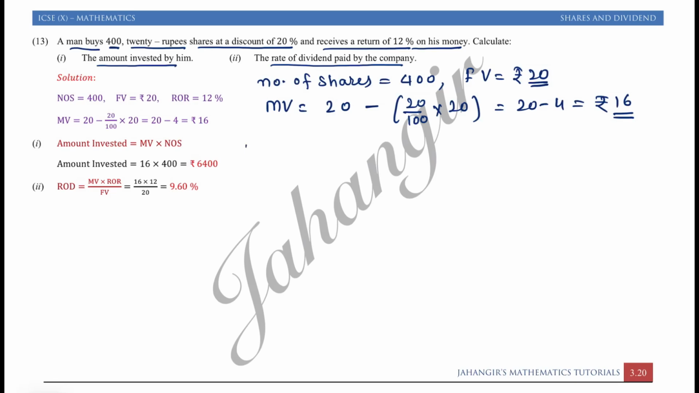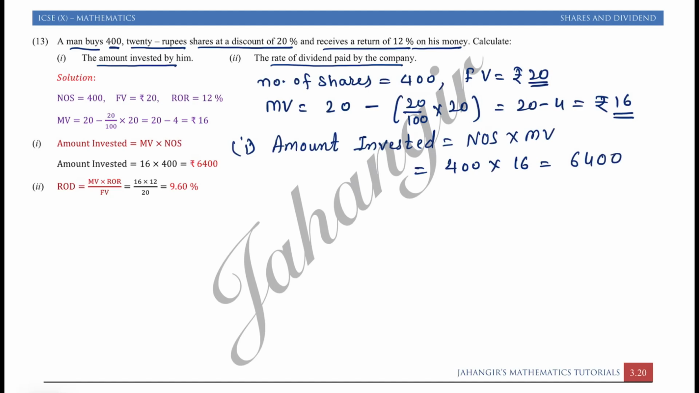First you have to find amount invested. So amount invested is equal to number of shares into market value. So number of shares we have 400 and its market value is 16. So 400 into 16, 6400. Second, we want rate of dividend.